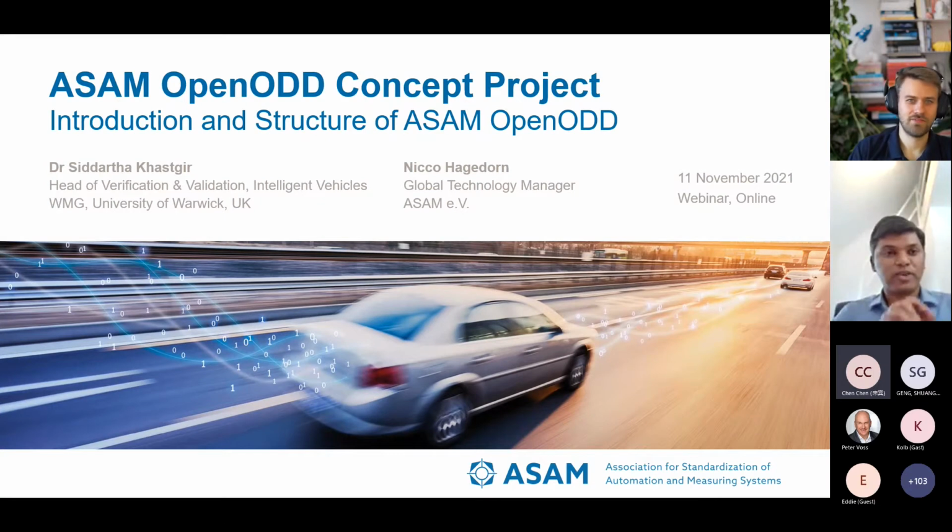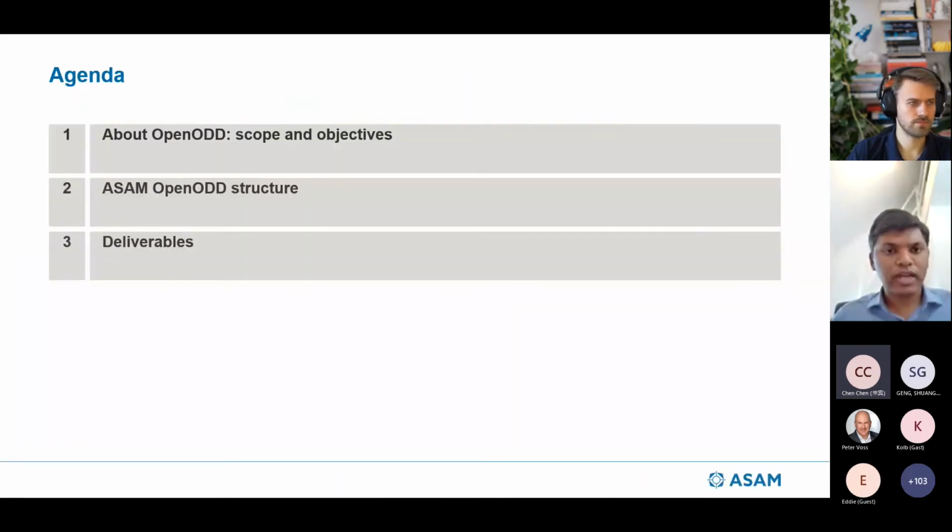Yeah, perfect. Thank you. So now that we've done everything about why we're doing it, what we would like to do is introduce you to what we've done. And Nico and I will exchange views on this one. So we'll start off with the introduction of the scope and things that we've done, and then go into the concept paper itself and the structure of the concept paper. And that would be one of the deliverables that you will receive and will be openly accessible to all of you. So I'll start off with the scope and objectives, and then I'll hand over to Nico to talk a bit about the OpenODD structure and the deliverables.